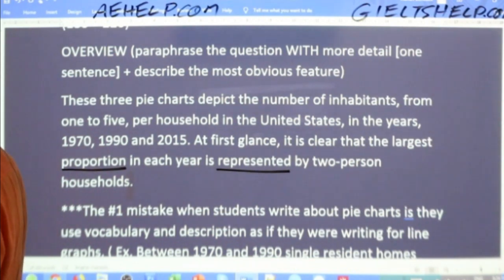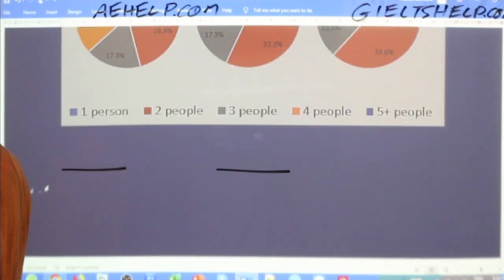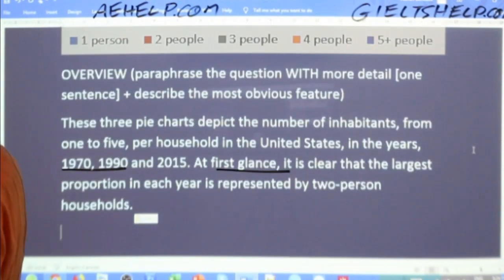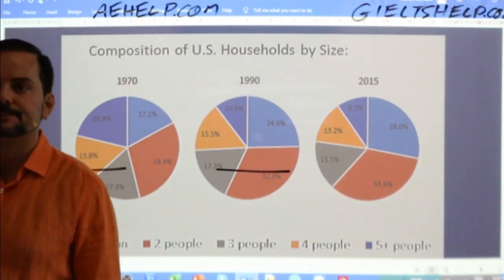I'm going to just grab my overview and place it a little bit closer to the graph. Okay, I'm going to put it underneath. And now, what comes after? What do I do next?